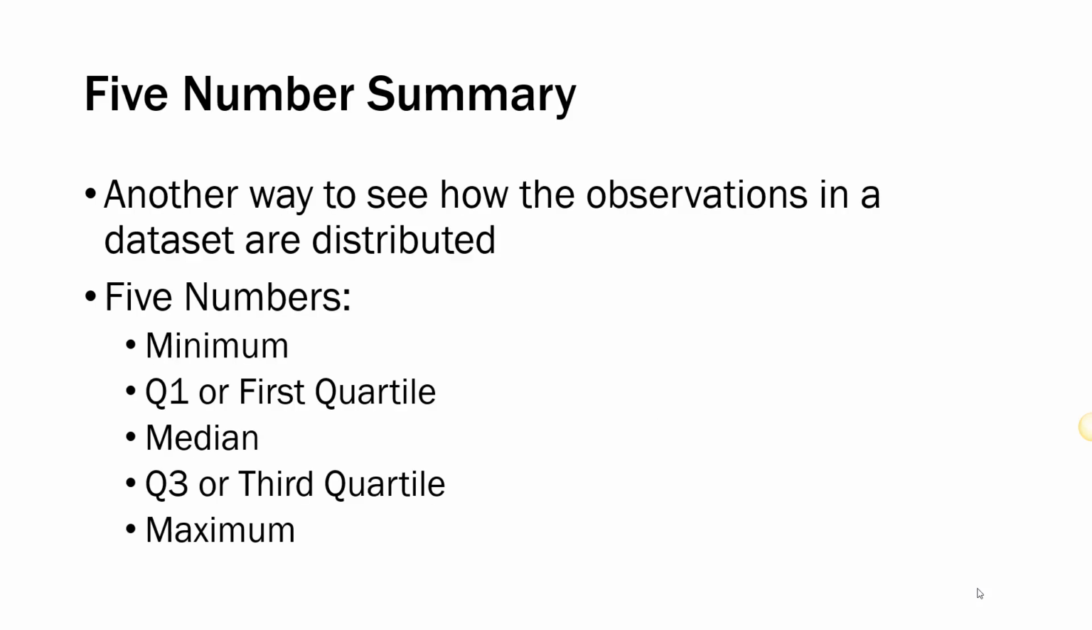First of all, the 5-number summary is another way to see how the observations in a data set are distributed. Like the name implies, there are 5 numbers in the 5-number summary. There's the minimum, Q1 or the first quartile, the median, Q3 or the third quartile, and the maximum.